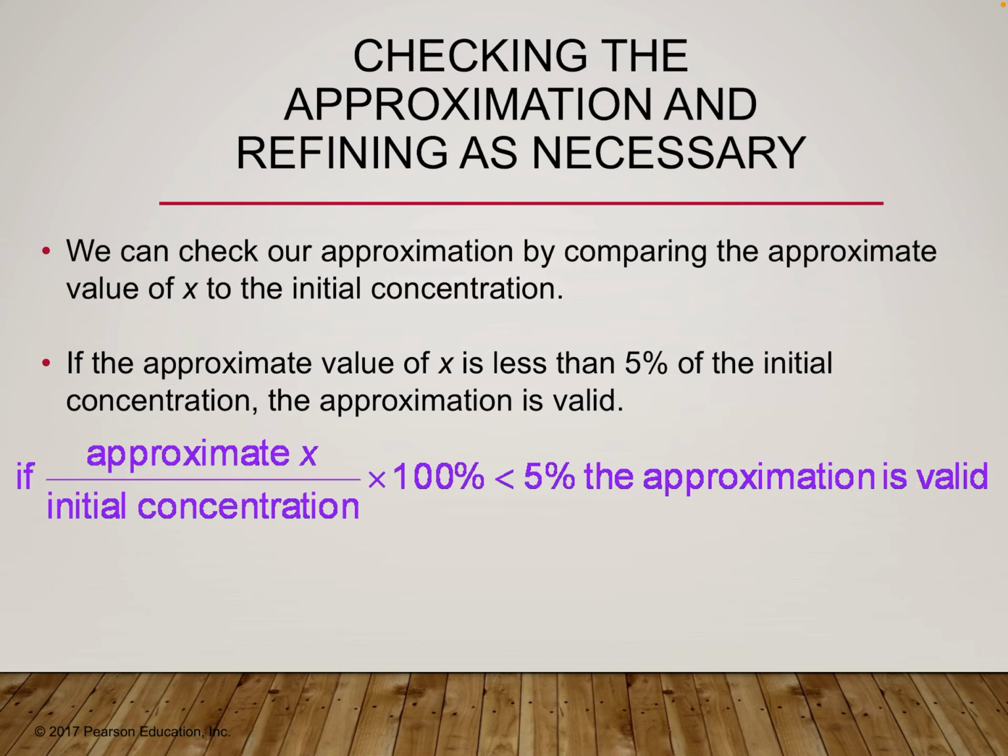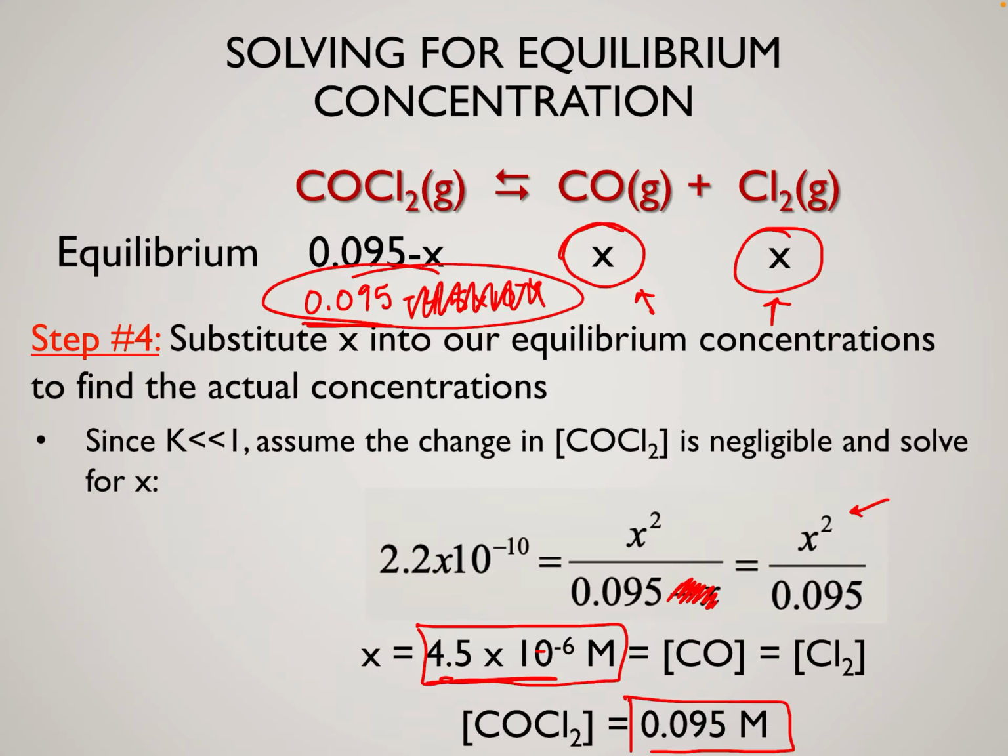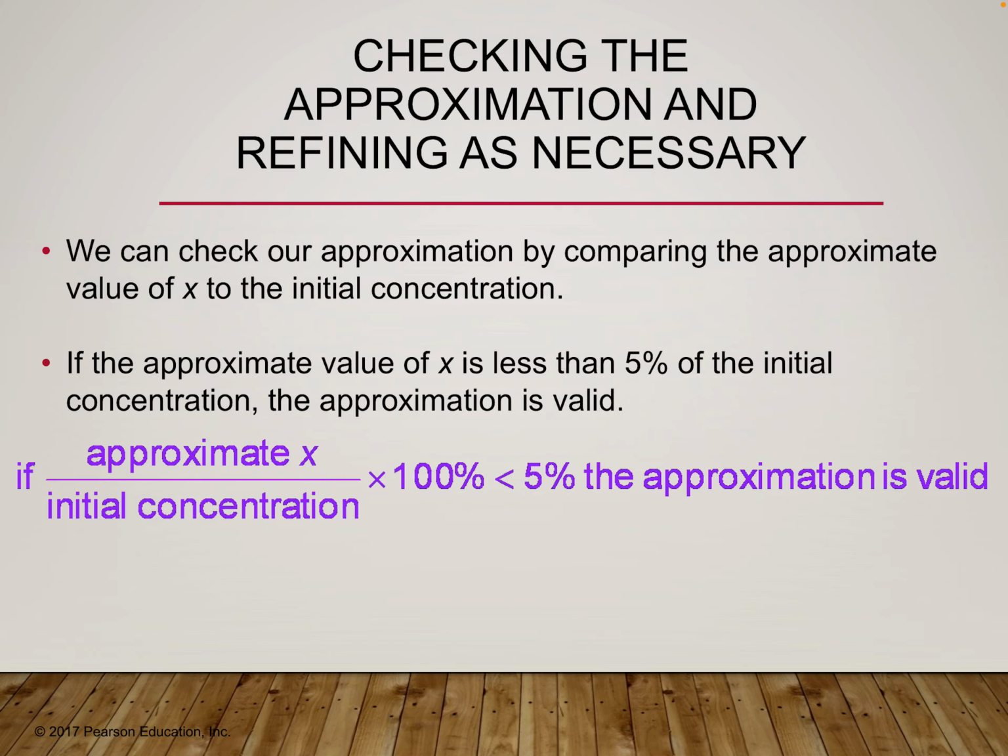Okay, we can go through and actually check to make sure that it's okay that we did this, right? I told you, rounding for significant figures will work out okay, but just to double check. So our criteria is that it needs to be less than 5%, right? That change needs to be less than 5% of our initial concentration.